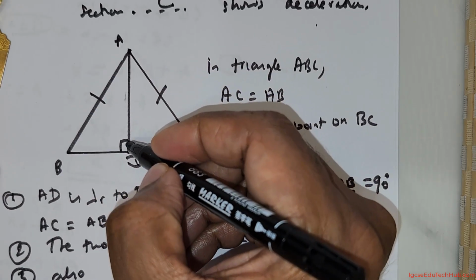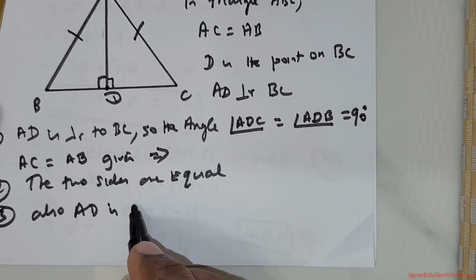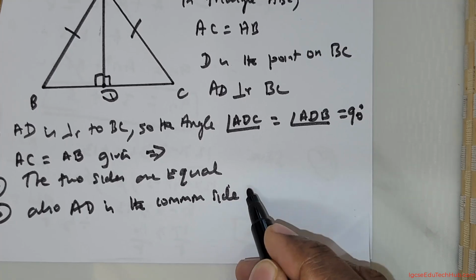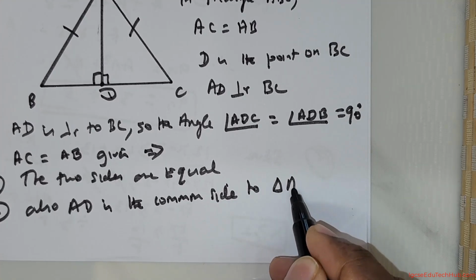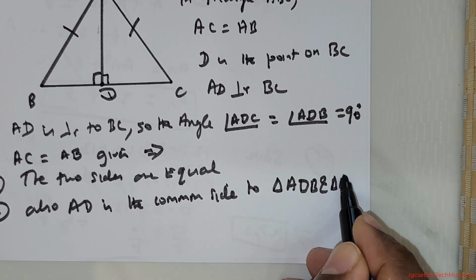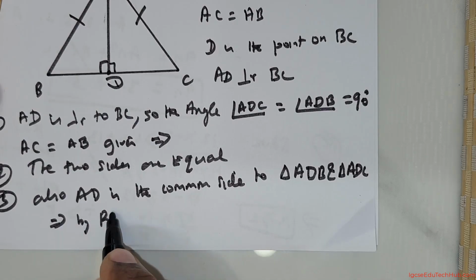Also AD is the common side to triangle ADB and triangle ADC. So this means by RHS.